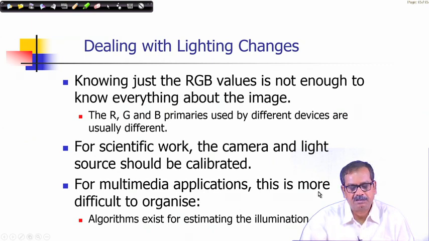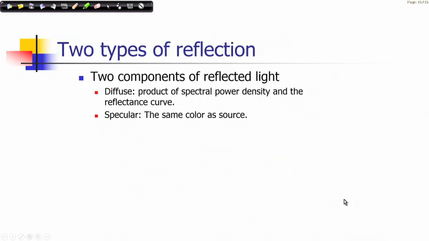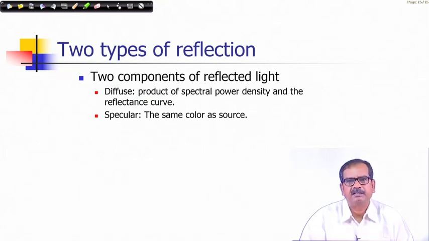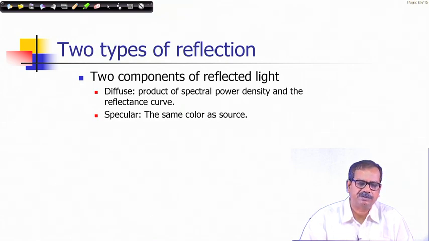So, there exist algorithms for estimating the illumination color. This phenomenon of human adaptation to the perception of the same color, or true color, under varying illumination is called color constancy. So, when we try to address this computationally, we call that the computation of color constancy, when we try to achieve this objective.